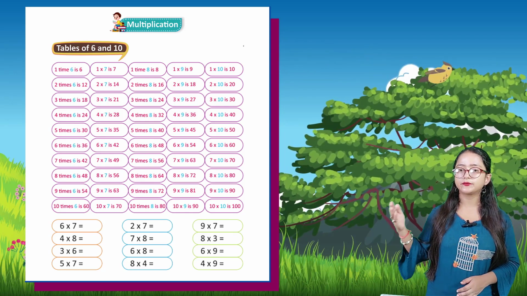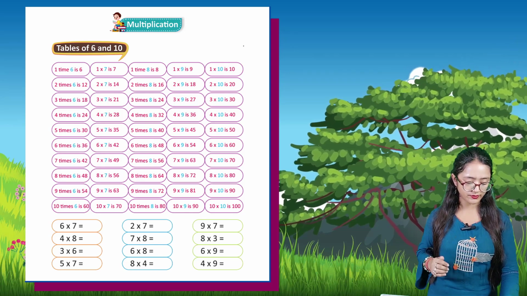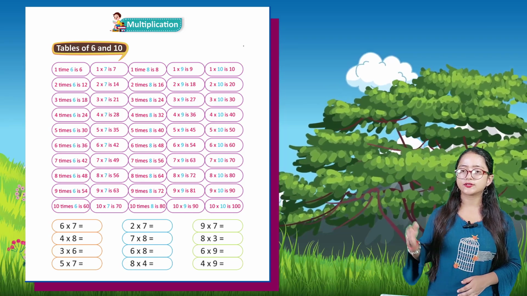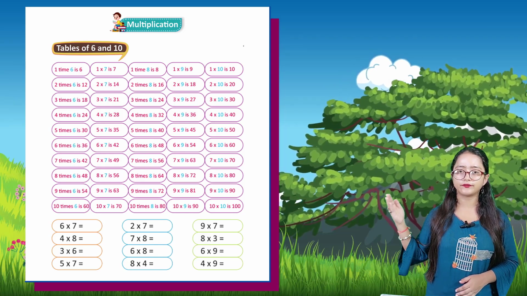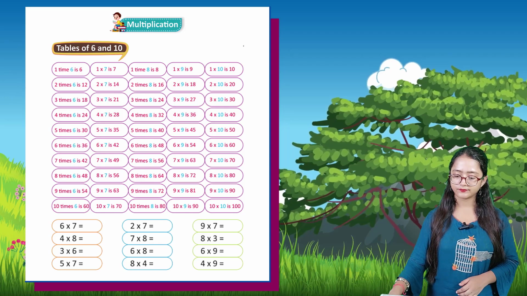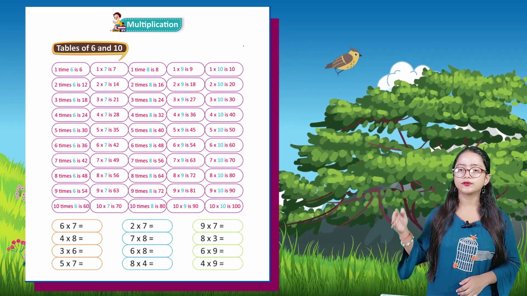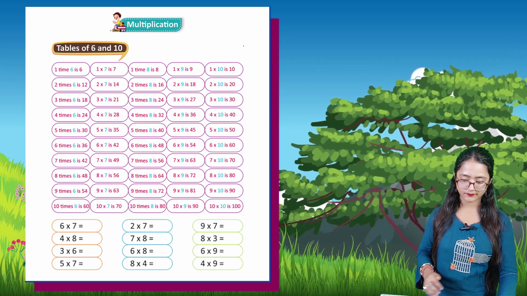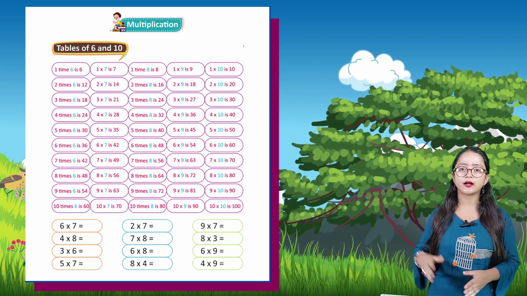Next one, 8 times 3 is 24. Write down 24. Next one, 6 times 9 is 54. Write down 54. And the next one, 4 times 9 is 36. Write down 36. So this was our maths one.